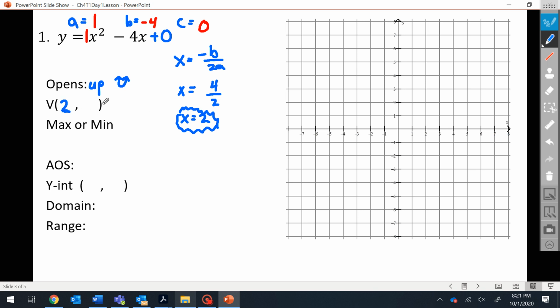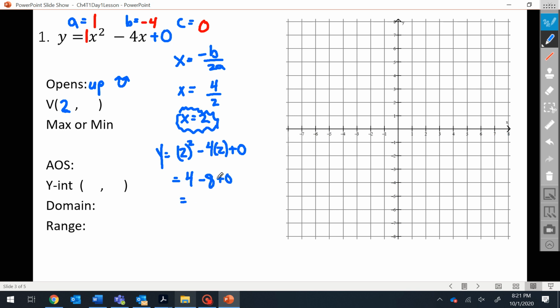To find the y-coordinate, we go to the original equation and we substitute 2 into the x. So we have y is equal to 2 squared minus 4 times 2, and then plus 0. You don't have to include the plus 0, but we have it, so we'll include it. So 2 squared is 4. 4 times 2 is 8.